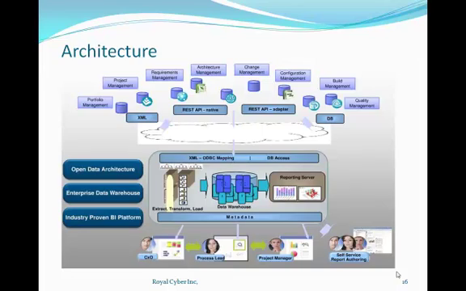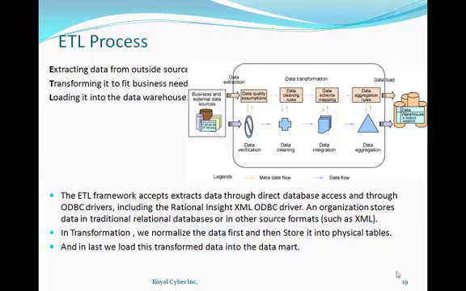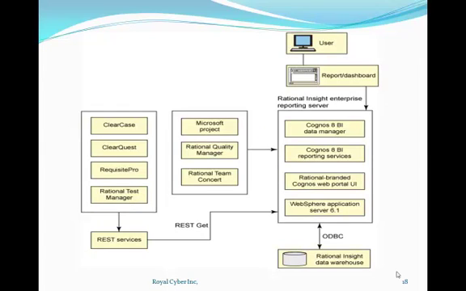Rational Insight uses web architecture to extract data from distributed systems. It allows data retrieval from different data sources using either REST architecture or direct database access. And then this data can be represented through reports and dashboards. Rational Insight has different components. For example, Data Manager, Data Warehouse, Framework Manager, Report Server, Business Intelligence Server, XML Data Configuration, Data Services.